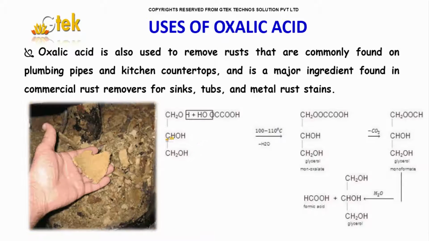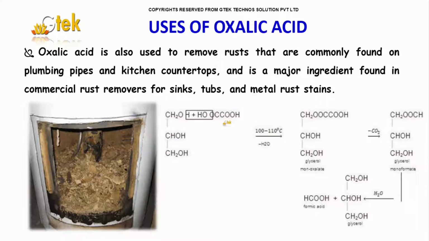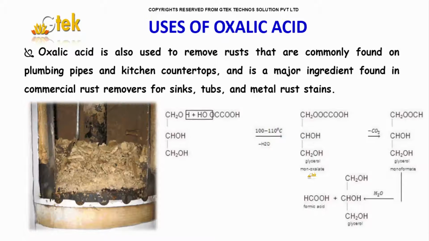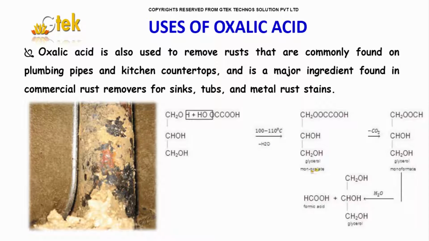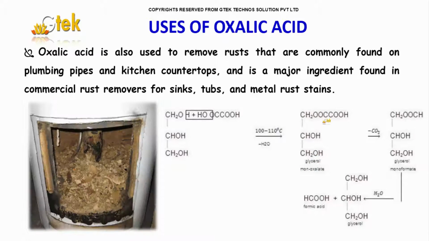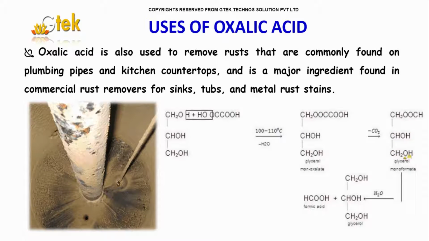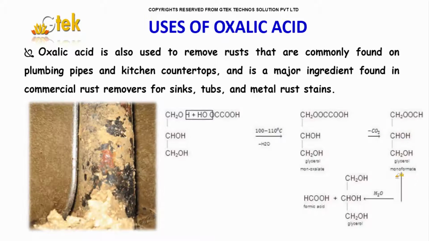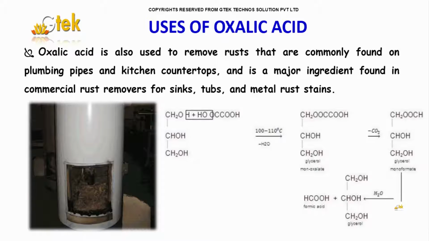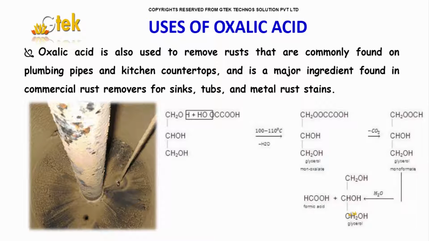Here is the reaction with methane, ethene, propane, propanol with the oxalic acid. At 100 degrees Celsius, it loses water and becomes a monooxalate. It's a glycerol monooxalate. And once again, it loses carbon dioxide to form glycerol monoformate, and finally, with water, it gives formic acid and the original glycerol.